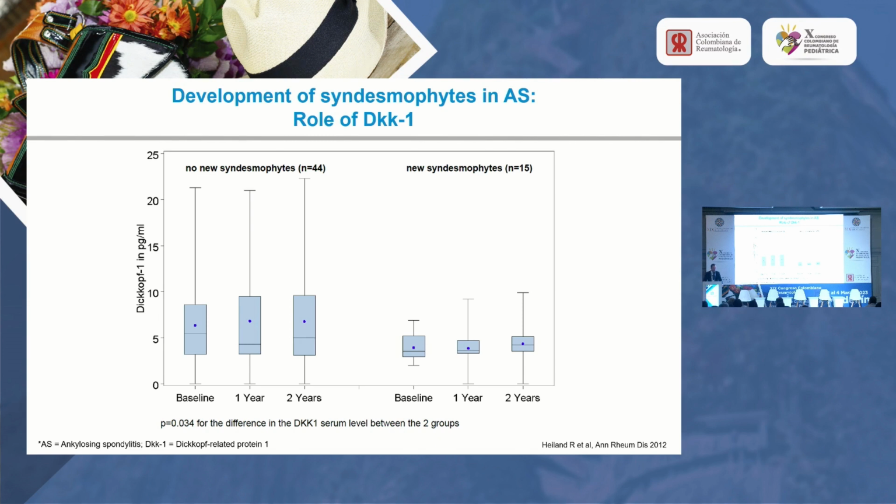The most important biomarker is the one that you see here. It's called DKK1. And what does this biomarker do? The lower it is, the more new bone you get, the more syndesmophytes you get. The higher it is, the more protected you are.